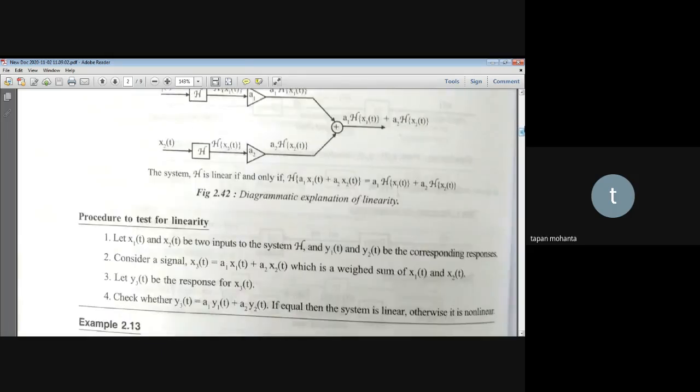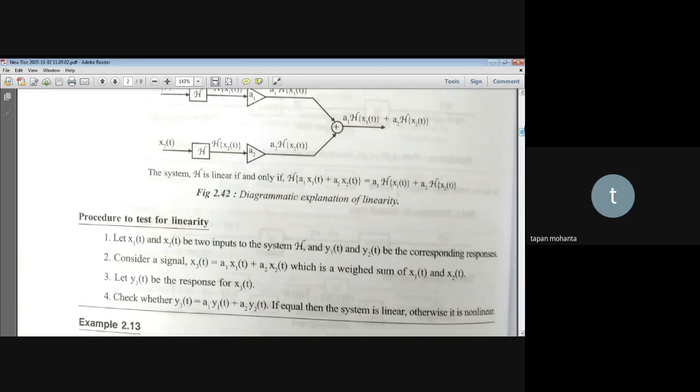Now come to the right hand side formula. Look at this: A1 H of x1 of t plus A2 H of x2 of t. So this is the diagrammatic expression of a linear system. Okay, so it is easier to understand from this point of view. Now come to the different examples.